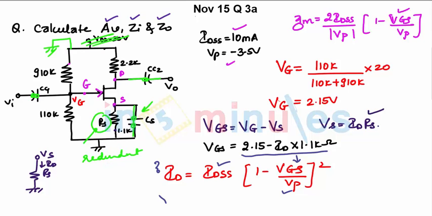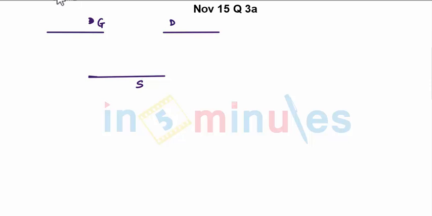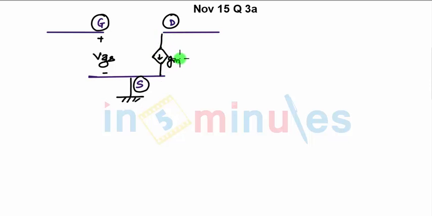So when you draw the AC equivalent circuit, it will be, say, your gate, your drain and source. This is your gate, this is your drain and this is your source. Always you don't have anything between gate and source, it is open circuited. Then there is no resistance in the source. You can assume that the source is connected to ground and the current flows from drain to source, whose value is gm into VGS.